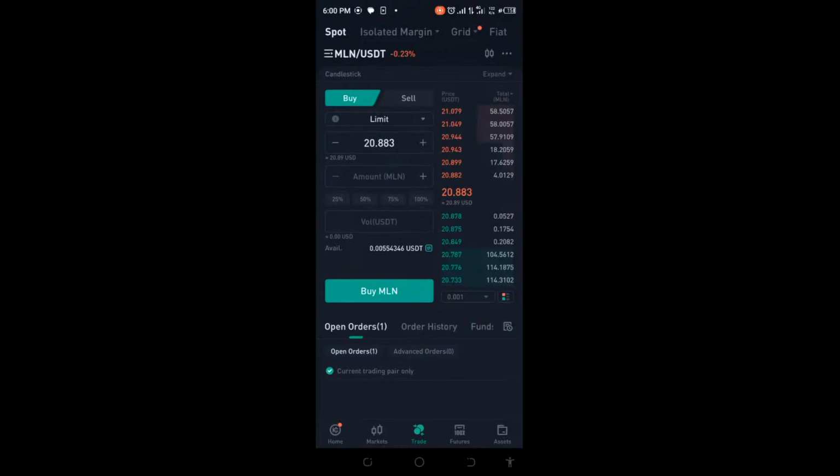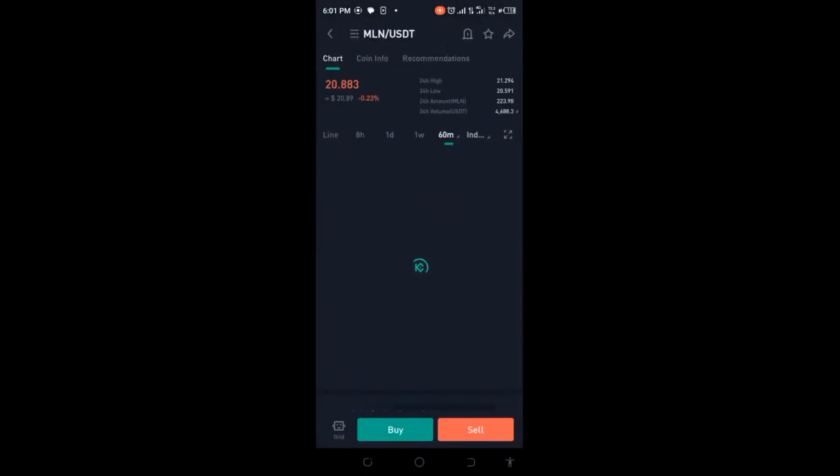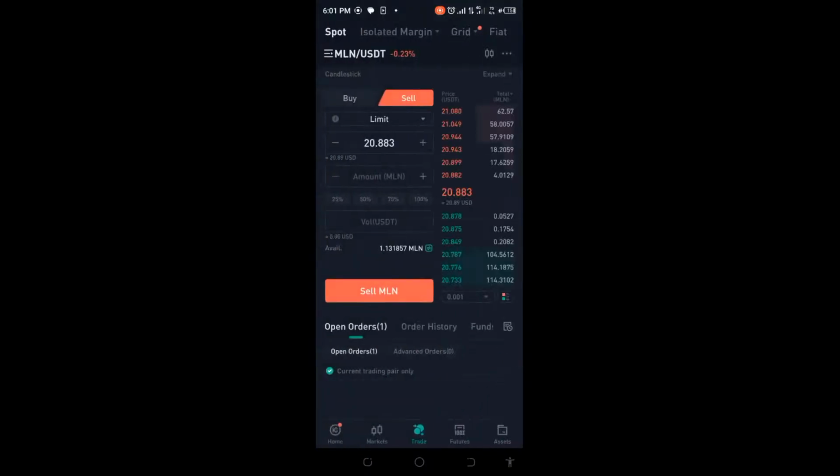Let me try and see. Oh, still the same. Still the same. Is this going to take long before it goes up high? I'm not going to place a bet on that. But what I would do to try to sell this to BTC, I'd put my eyes on MLN USDT. If it crosses to 20.9 something, I'm going to do this.